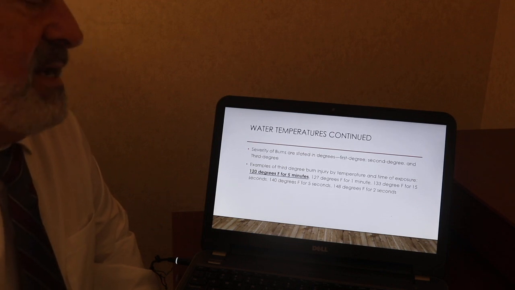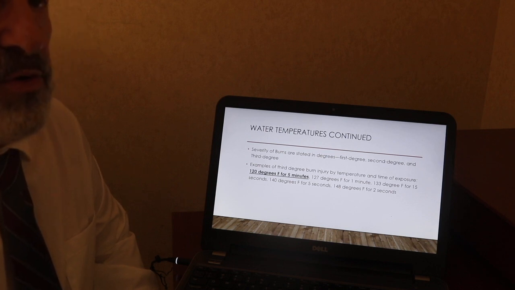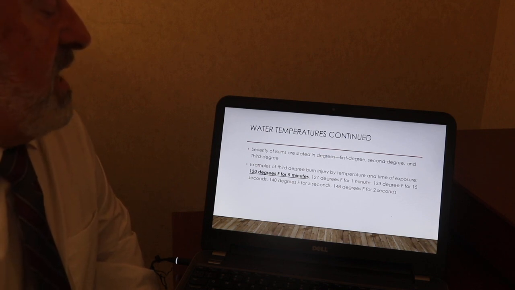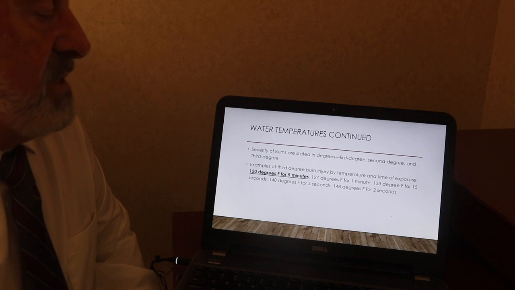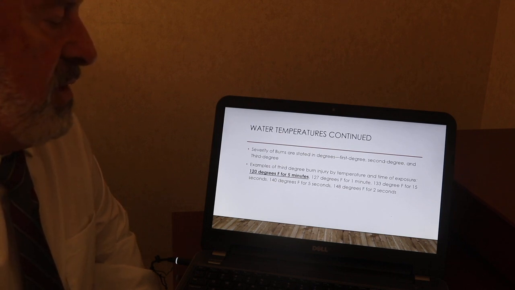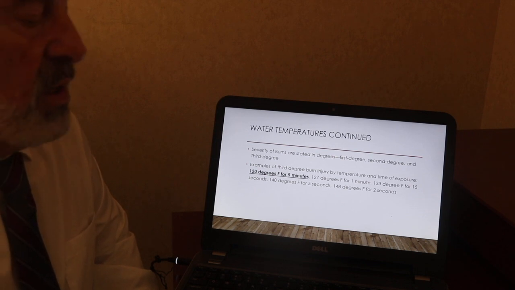Severity of burns are stated in degrees: first degree, second degree, and third degree. Examples of third-degree burn injury by temperature and time of exposure are 120 degrees Fahrenheit for 5 minutes, 127 degrees Fahrenheit for 1 minute, 133 for 15 seconds, 140 for 5 seconds, 148 for 2 seconds.